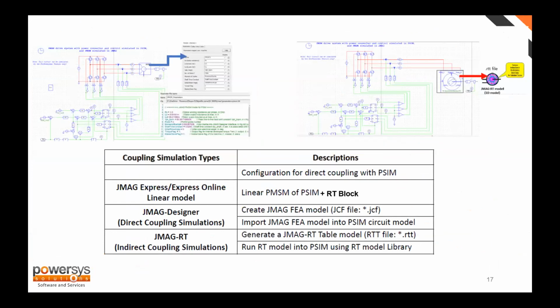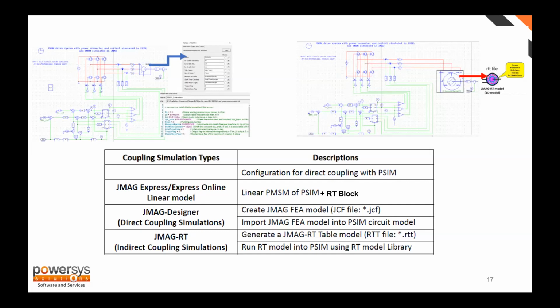Thank you, Didier. The last one is very close to the second one: it is to use the Gmag Express link. As you may know, you can go on the Gmag Express website, create your own account, and design your own electric motor by using Gmag Express. At the end, you can generate the RTT table, the 1D lookup table, and load it directly into Psim.